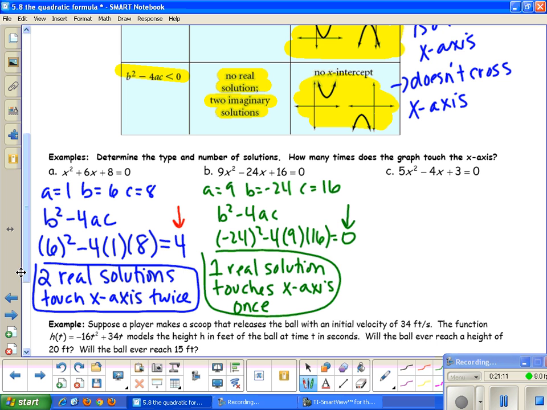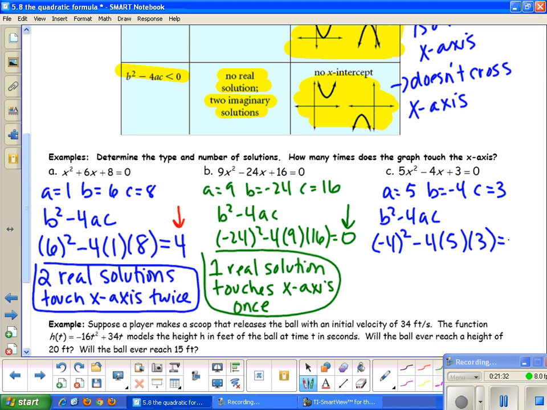And for the last one, same thing. A is equal to 5, B is negative 4, C is equal to 3. So B squared minus 4AC. Notice I write that down each time because it helps me memorize what it is. I get negative 4 squared minus 4 times 5 times 3. And when I do this out, I get negative 44. That means that's my discriminant. So in my quadratic formula, underneath the radical, I would get negative 44.